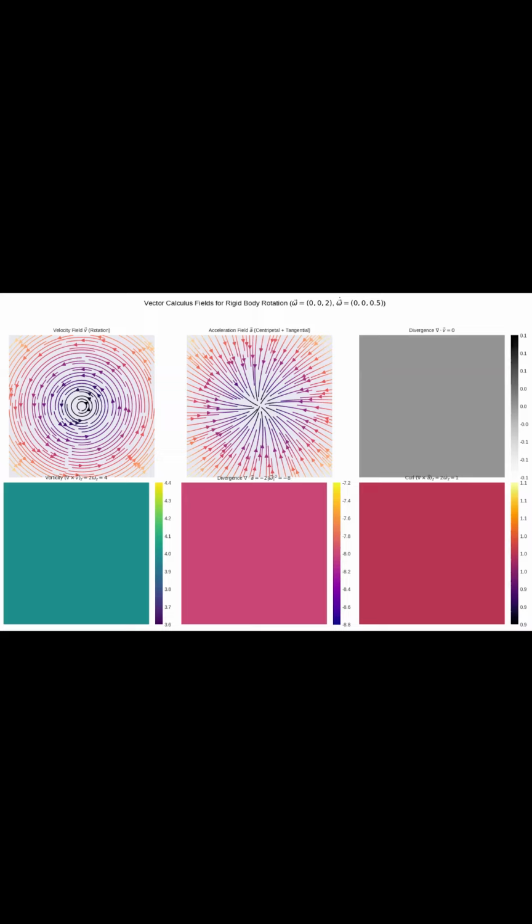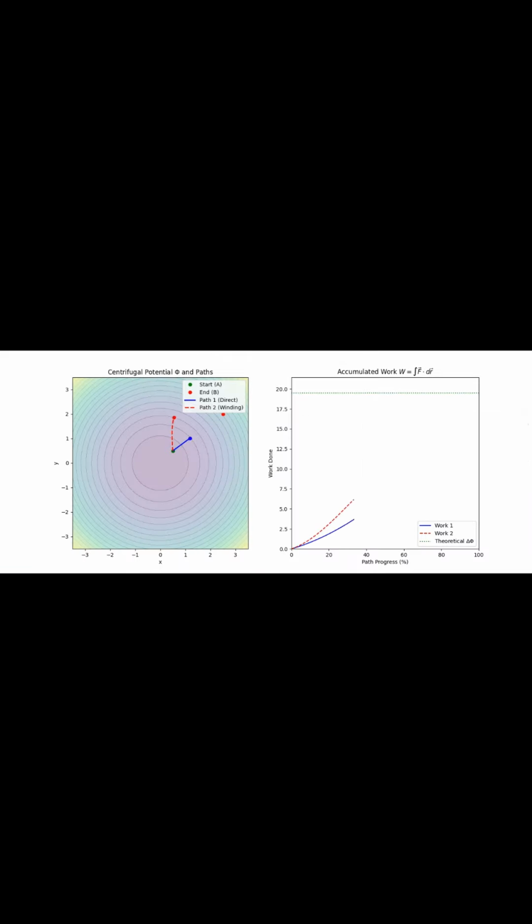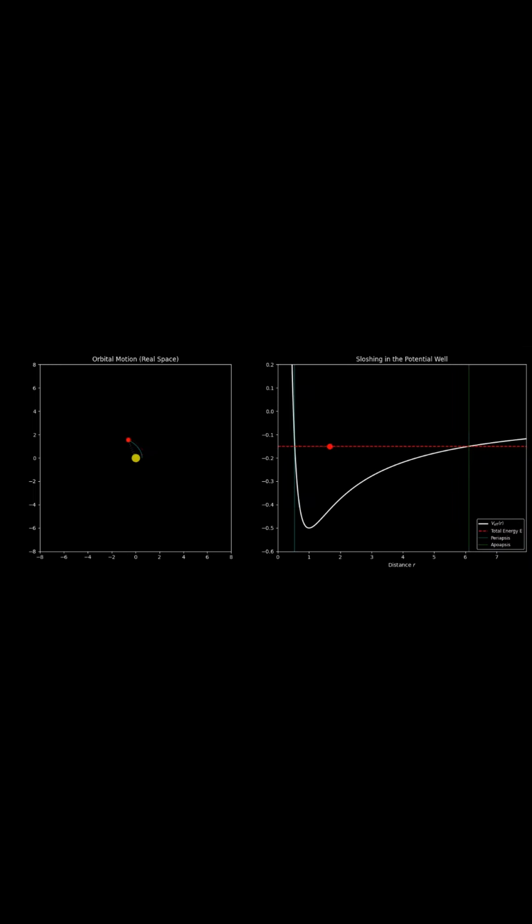Kinematic foundations of rotation. The motion of a rigid body rotating around a fixed point is defined by its velocity and acceleration at every point within the object. The velocity field describes a perfect circular flow, where the speed of any given point depends on how far it is from the axis of rotation. Acceleration in this system is more complex, consisting of two distinct components. The Euler acceleration, which occurs when the object speeds up or slows down its spin, and the centripetal acceleration, which constantly pulls points inward toward the center of rotation.